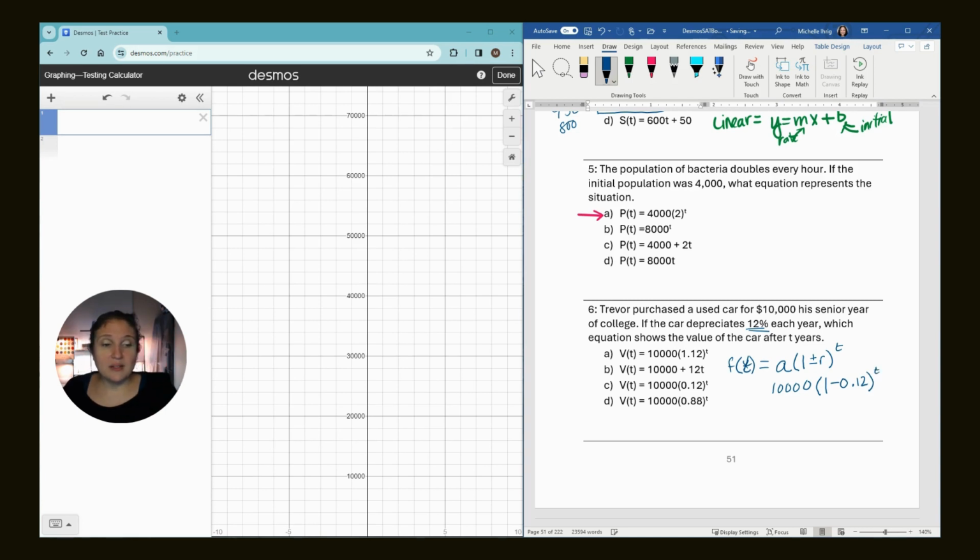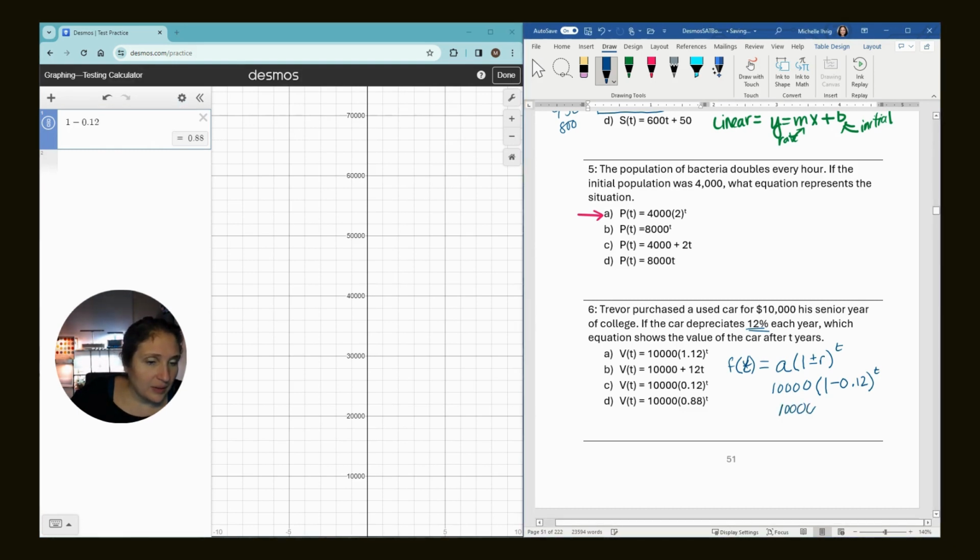So in this case, 10,000 is our starting point. We're subtracting, and how much are we subtracting? 0.12. And then we have our, let's make this a T, okay? So basically, we know it's not going to be letter B because letter B is linear. 1 minus 0.12. So inside, I'm going to have the 0.88 to the T.